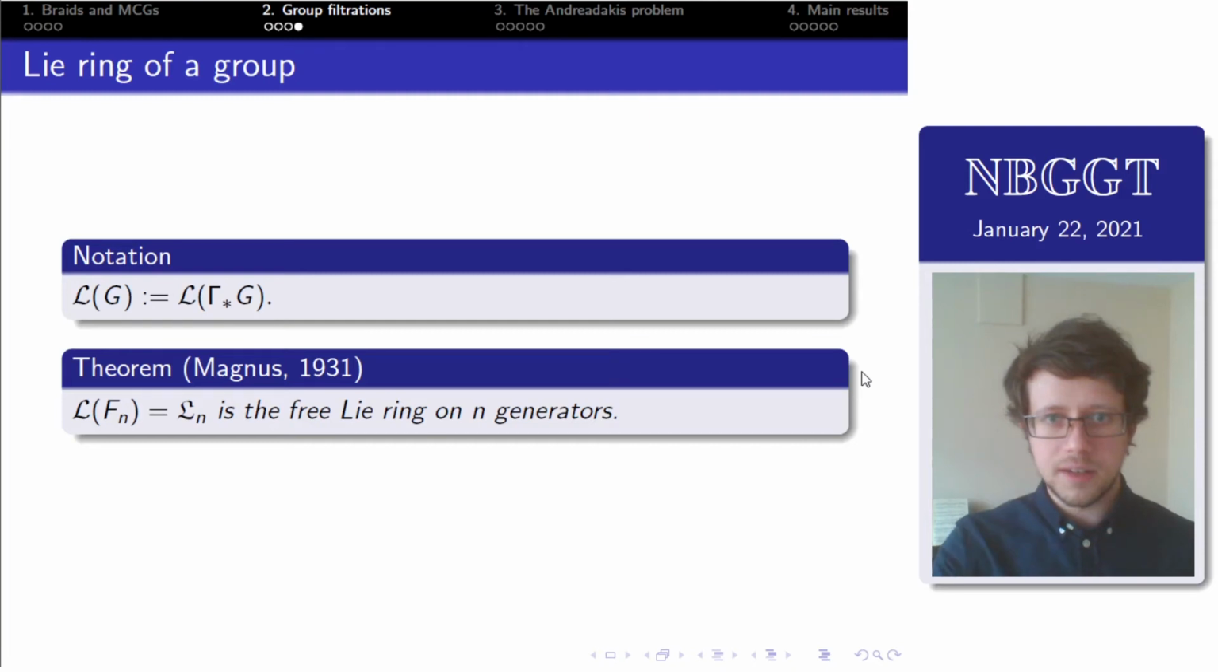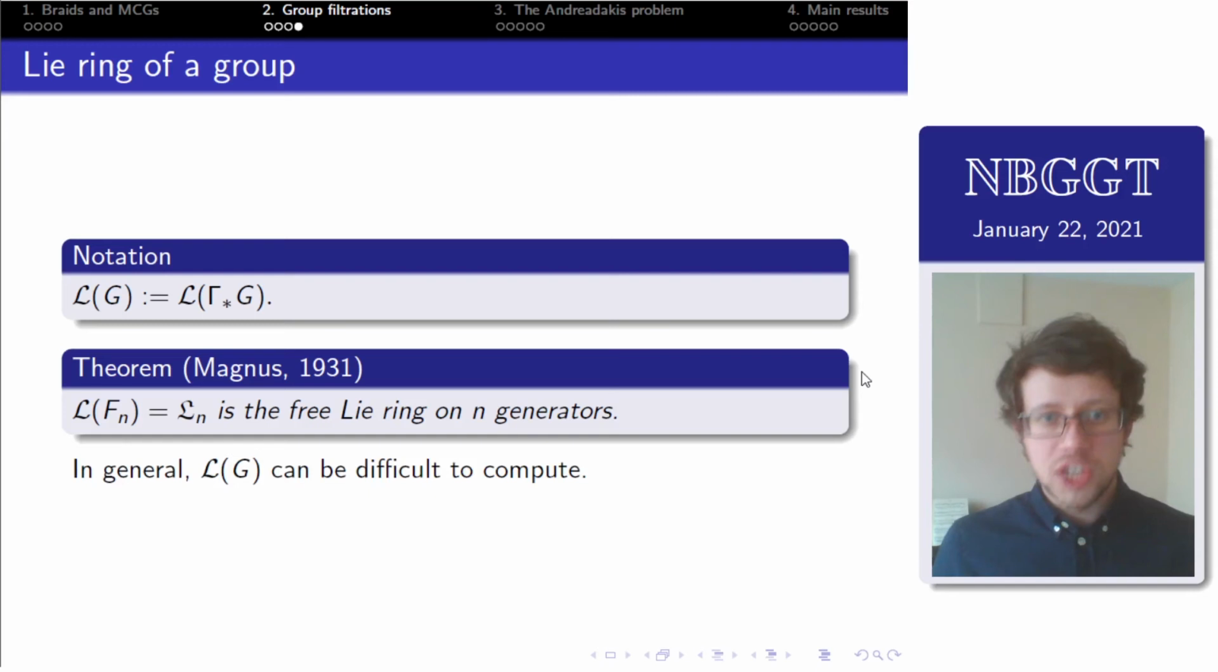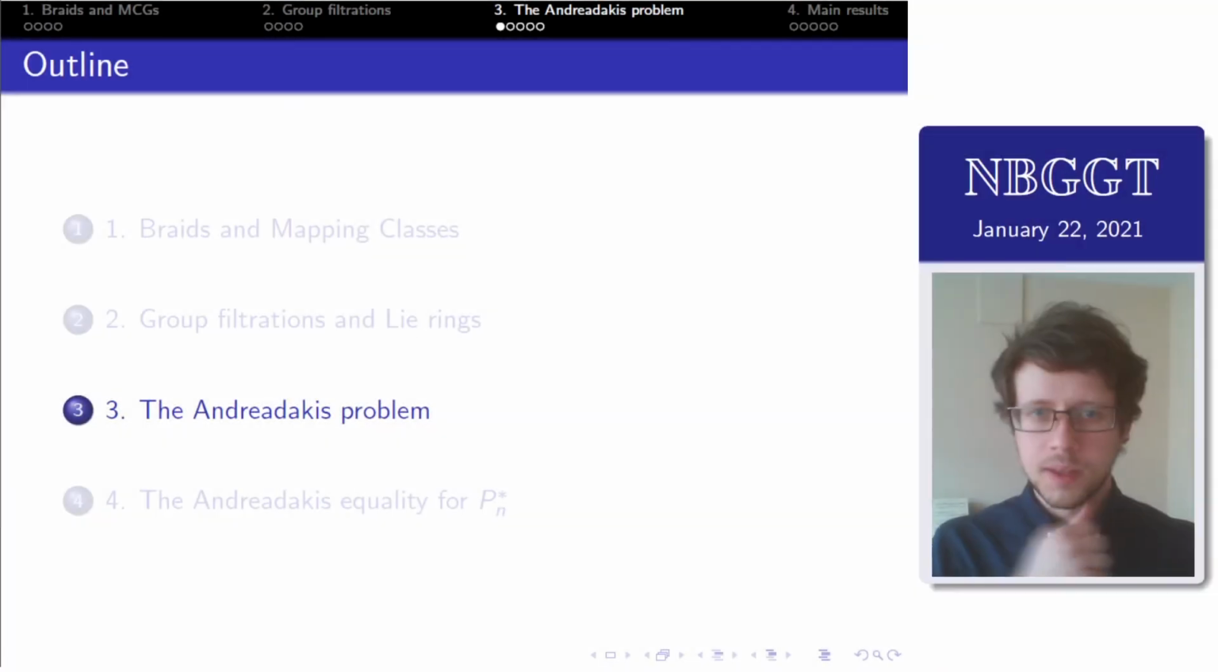Let me remark that in general, the Lie ring of a group can be very difficult to compute when it's nontrivial. Now that we have introduced group filtrations, I will talk about this particular filtration on automorphisms of free groups, which is the Andreadakis filtration, and get to the Andreadakis problem, of which our statement is a partial answer.